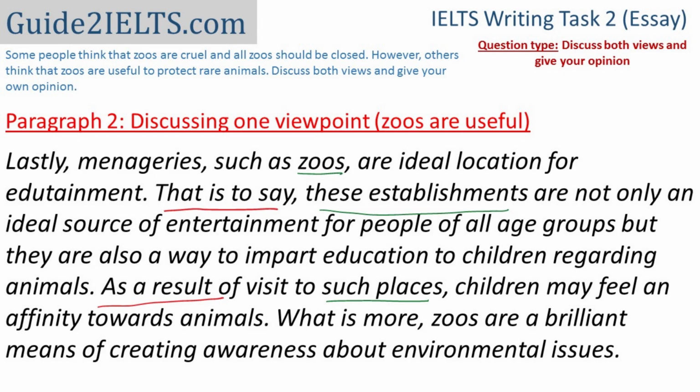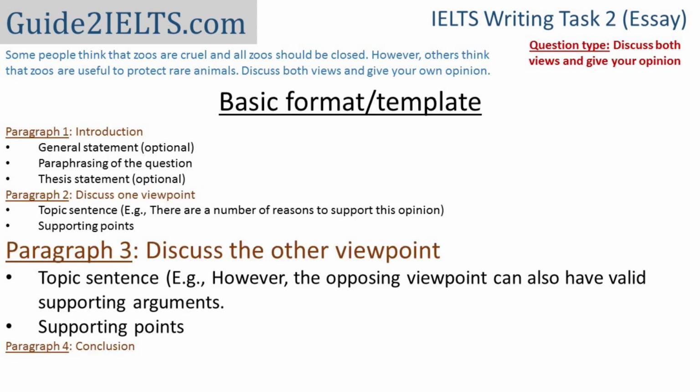Notice the different connectors we are using. First we use that is to say, then we'll use as a result. That is to say, these establishments are not only an ideal source of entertainment for people of all age groups, but they are also a way to impart education to children regarding animals. As a result of visit to such places, children may feel an affinity towards animals. What is more, zoos are a brilliant means of creating awareness about environmental issues. Notice that in one place, instead of repeating the word zoos, I've written such places. The third and fourth paragraph we'll try to write in different ways as we have discussed during the planning.